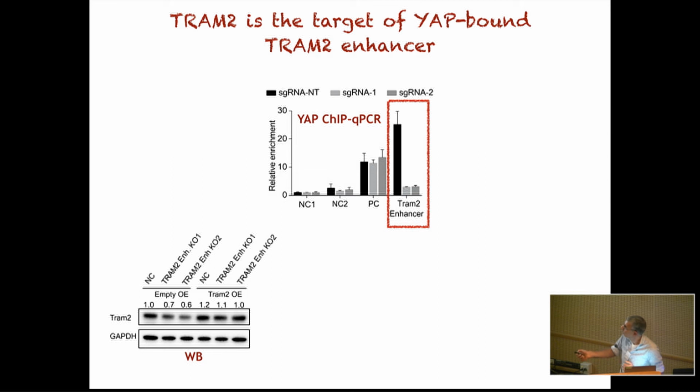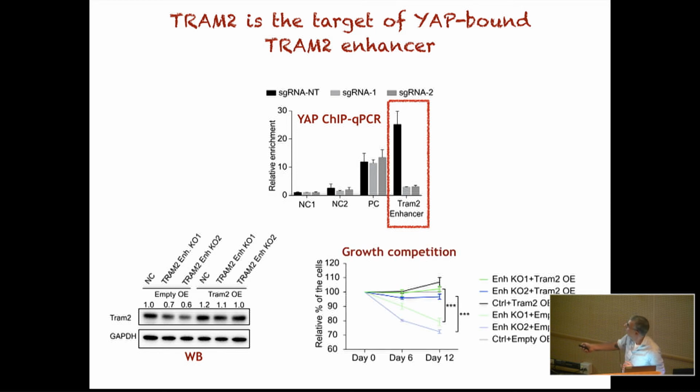When we knock out the TRAM2 enhancer, we can see a drop of TRAM2 levels, and we can also express it ectopically in these cells and rescue this effect. Now the effect on proliferation is, again, as before: the CRISPR knockout of this TRAM2 enhancer affects proliferation, and when we re-express TRAM2 we can rescue this, indicating that TRAM2 is possibly the sole target of this enhancer that is related to YAP activity and this proliferation assay.